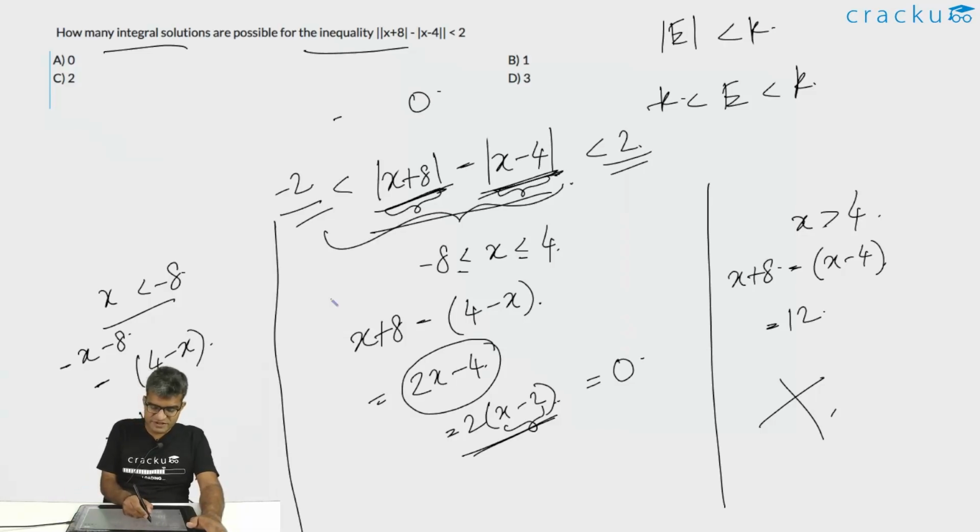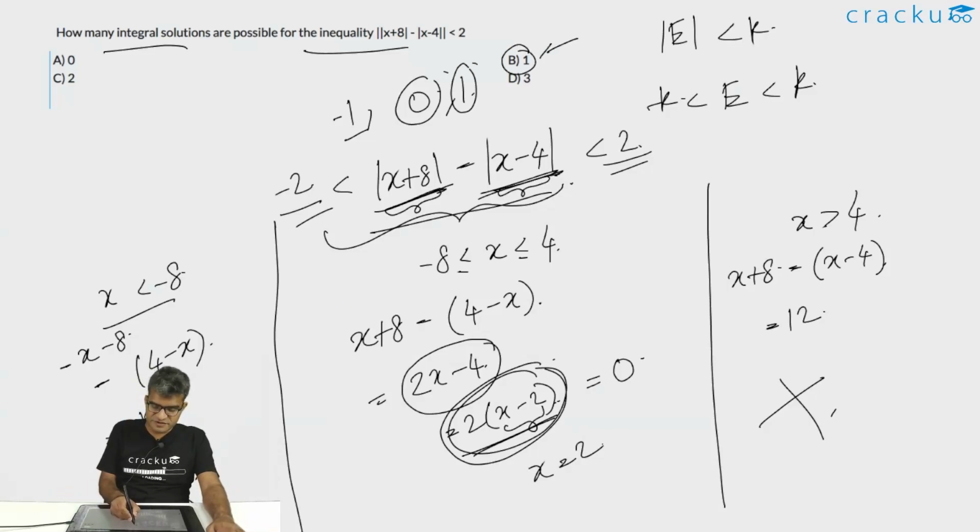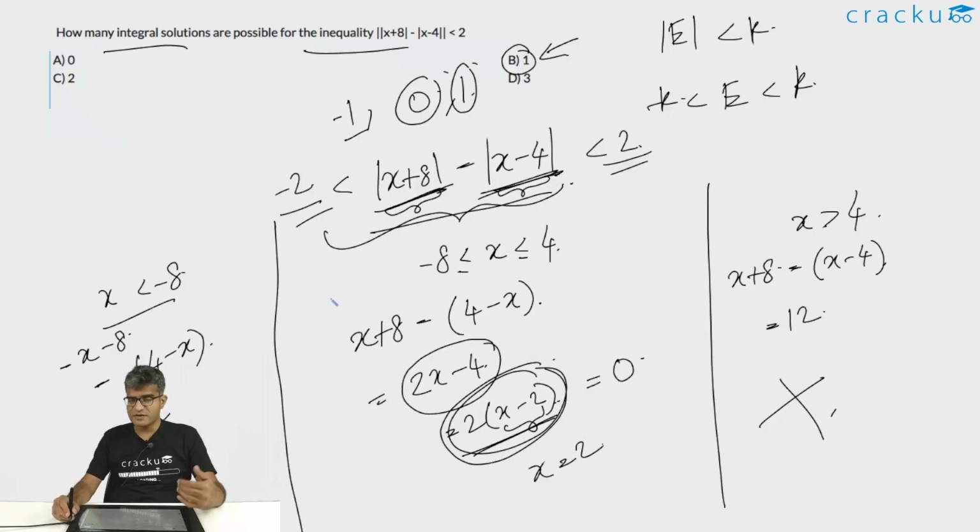This expression has to be either -1 or 0 or 1. If it is -1, we will have no solutions which are integers. If it is 1, we will have no solutions which are integers. There will be an integral solution only if this is equal to 0, in which case x will be equal to 2. So the number of integral solutions is exactly equal to 1, which is option B. Let us look at one more question.